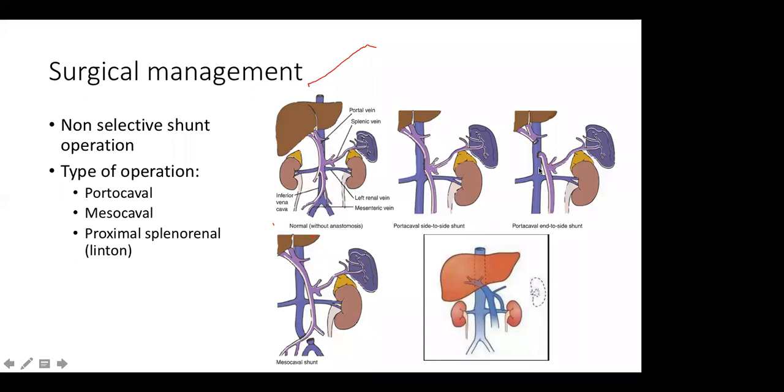The problem of this shunt is that the surgeon is working in the field of the portal hepatitis, and if the patient is planning for liver transplantation, the area becomes fibrotic and the transplantation becomes very difficult. Another option is mesocaval, which could be again side to side or end to side, and the proximal splenorenal or Linton shunt. All of these have a high rate of encephalopathy, so they are not much used at the moment.